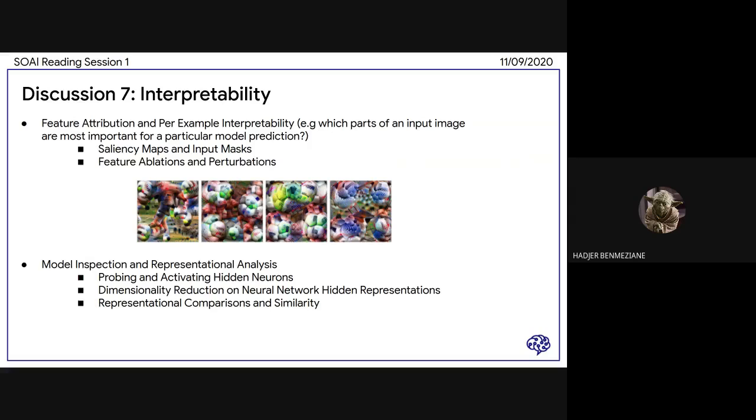Okay, and then we have model inspection. In model inspection, the focus is on gaining insights not on a single input example level as in feature attribution, but using a set of examples, we want to understand the salient properties of the data.